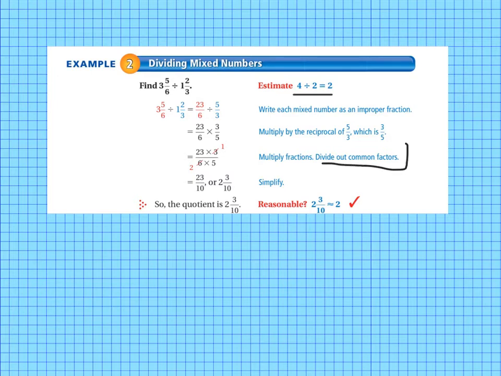Oh, I was mistaken. There is a common factor, 3 and 6. So we cancel those out. The 3 goes into itself once, and it goes into 6 twice. So then we multiply. 23 times 1 is 23, and 2 times 5 is 10. Then you need to change it back into a mixed number. So 23/10 equals 2 3/10. So the quotient is 2 3/10, and that is very close to 2, so our answer is reasonable.